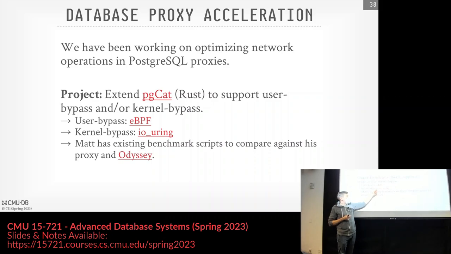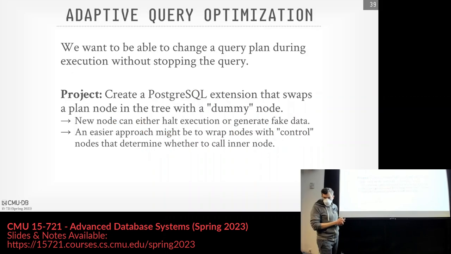Now, we did try to do kernel bypass in PG Bouncer using DPDK, which is the Data Plane Development Kit. At some point I'll talk about SPDK and DPDK. These things are a nightmare. You don't want to do this. We tried. It didn't work. io_uring is the modern incarnation of this. Anyway, the 100% goal would be PGCat connection pooling with BPF. And then my PhD student, Matt, will have benchmark scripts against Odyssey and PG Bouncer that you can run against. Again, the Rust thing is just to be tantalizing for the crowd.